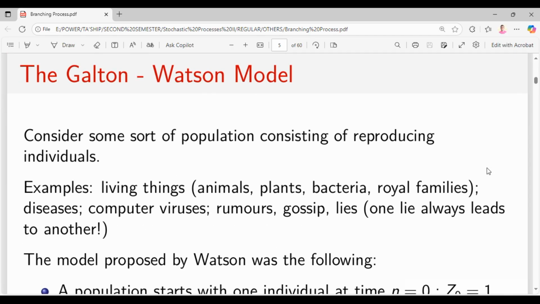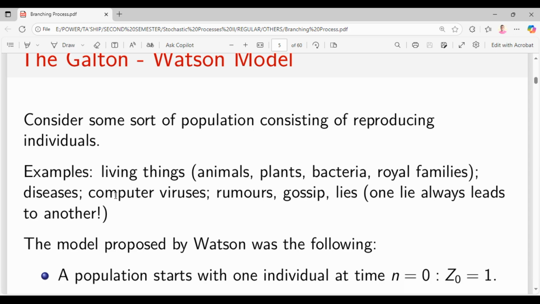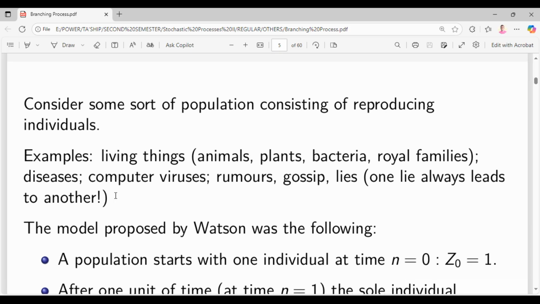What they said is that we should consider some sort of population consisting of reproducing individuals. By reproducing individuals, we mean living things. This could be animals, plants, bacteria, royal families. It could be diseases, computer viruses, rumors, gossip, lies, and so forth. Anything that you think can spread, or has the capability of going extinct or surviving. We know that living things can either survive or die at any point in time. So we want to study this, and this is where probability comes in, because it is probable that either they will survive or they will die. So the model proposed by Watson was the following.